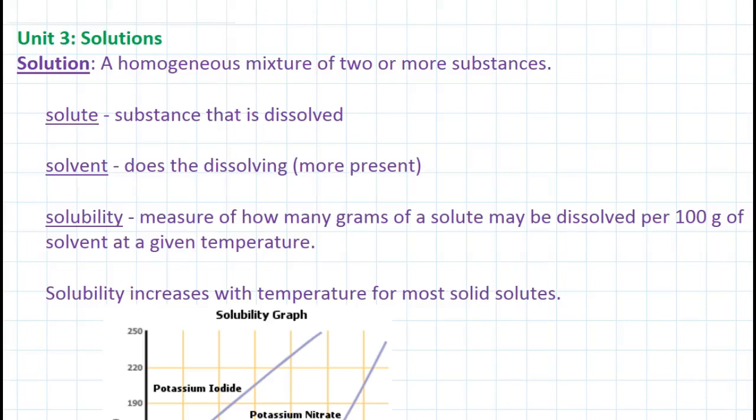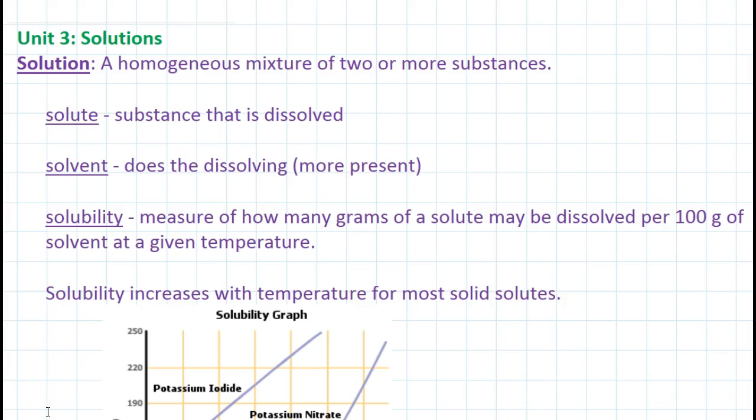So solutions we've already talked about a little bit because we've talked about homogeneous mixtures, and we've also talked about molarity, concentration. So we've covered a little bit of this already, but we do have a couple. It's kind of a smaller unit that we're going to do, looking at some other factors that are very important going forward that we understand about solutions.